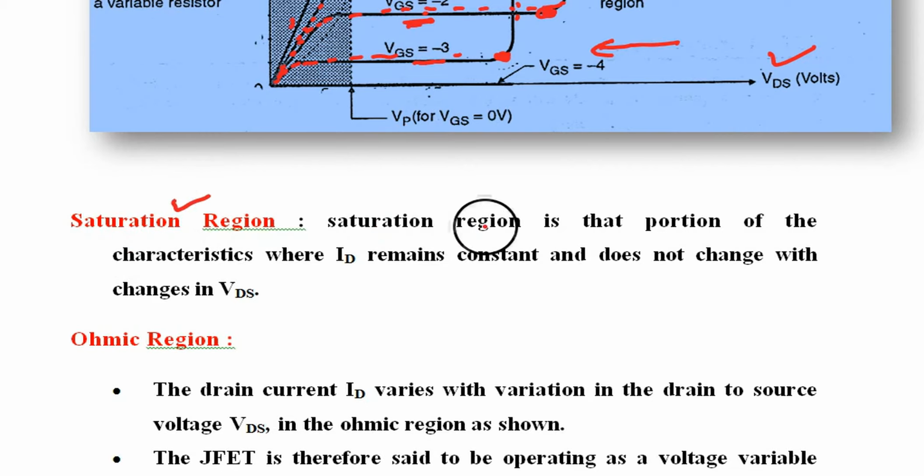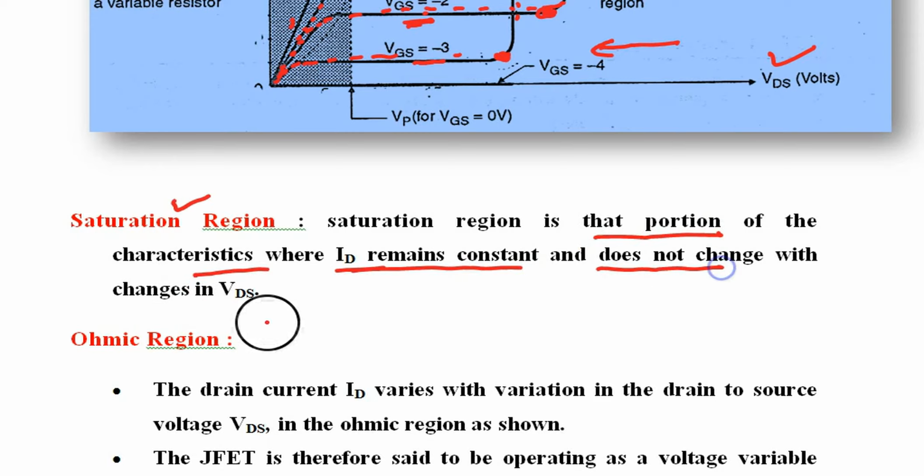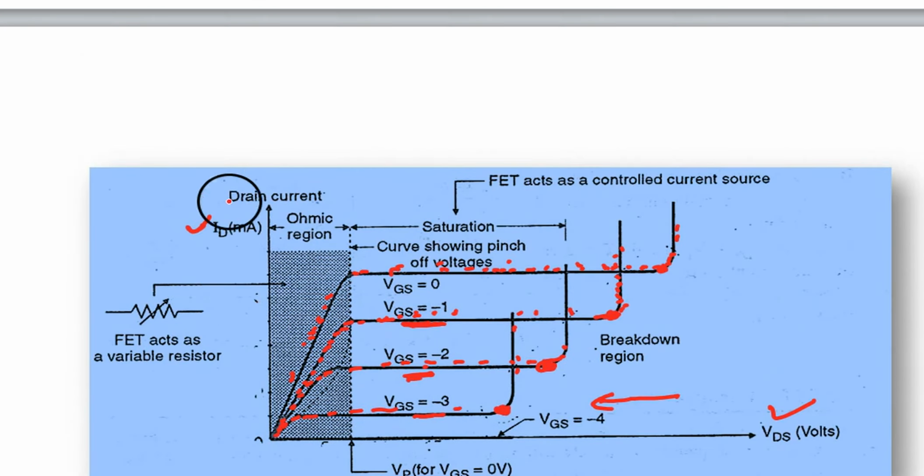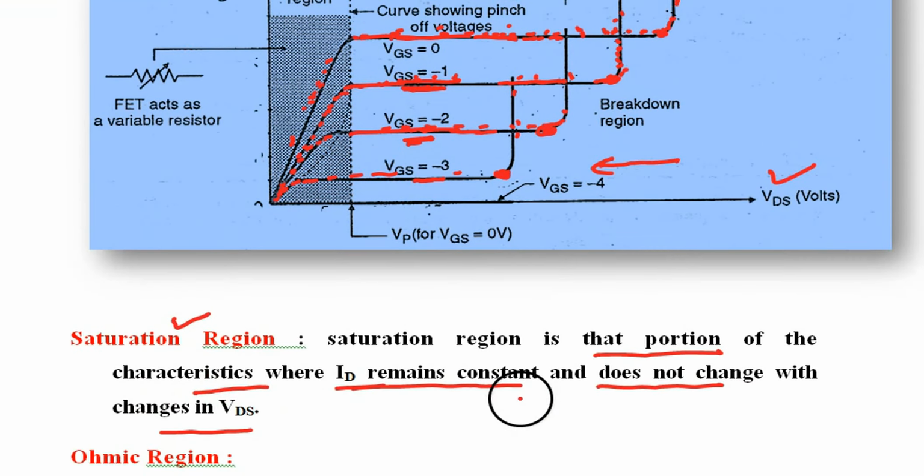So first of all, the saturation region. It is that portion of the graph when ID remains constant and does not change with the change in VDS. Like this is not changing, the current is not changing.